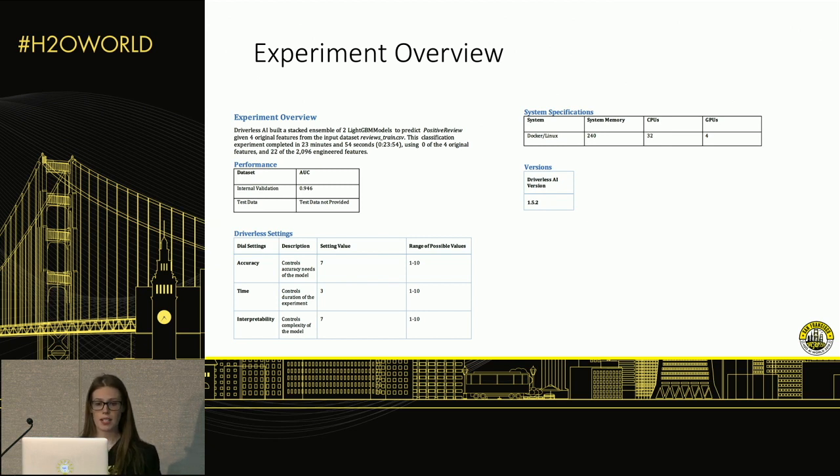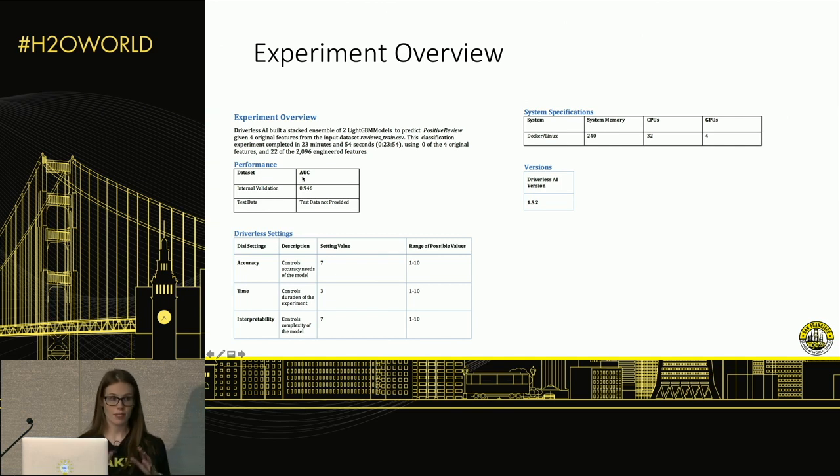So the final model was a stacked ensemble of 2 LightGBM models. And it didn't use any of my original features, so 0 of the original features were used. But it engineered 2,096 new features, and it selected 22 of them. So it's doing feature engineering and feature selection. It's a quick sentence to give you a high-level overview of what happened.